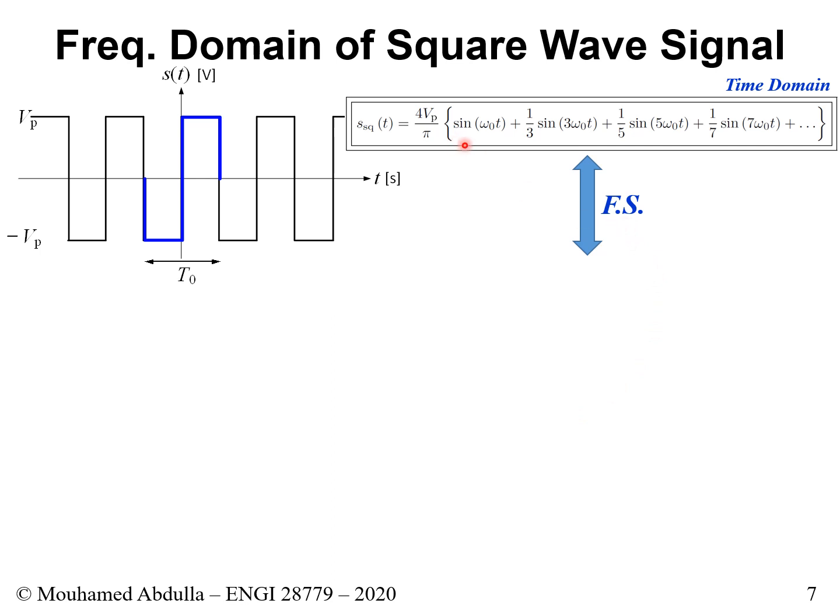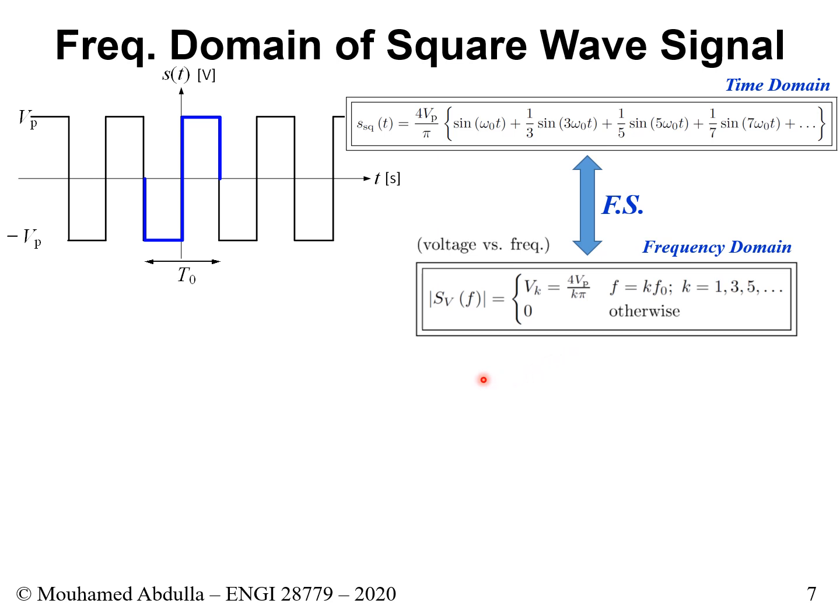And so here we showed you the Fourier series in the time domain. Now let's show you how the Fourier series appears in the frequency domain. And this is how you can write it in the frequency domain. In this case, what you have is the magnitude, so we're doing voltages, so magnitude of voltages versus frequency. And this is your frequency domain representation.